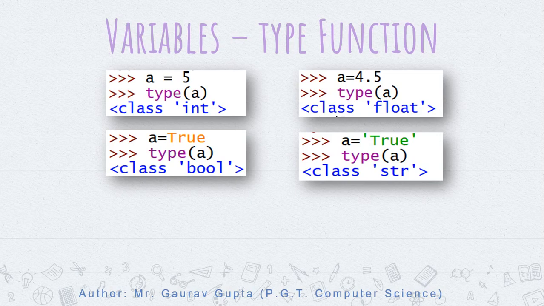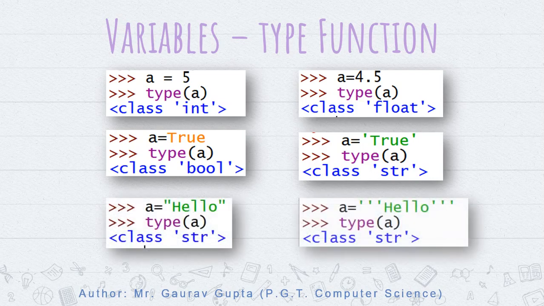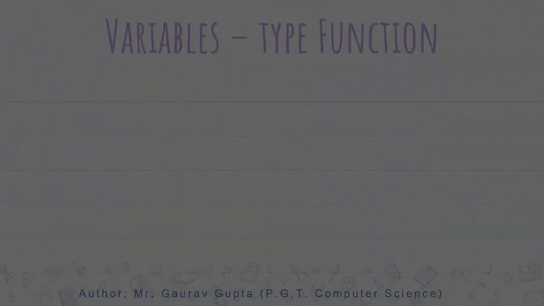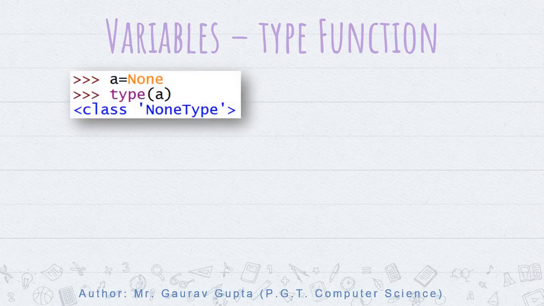Strings in Python can be defined by double quotes, single quotes, and triple quotes. We will discuss strings in detail in coming lessons. Further, there is None type. Again, there are no quotation marks around None.